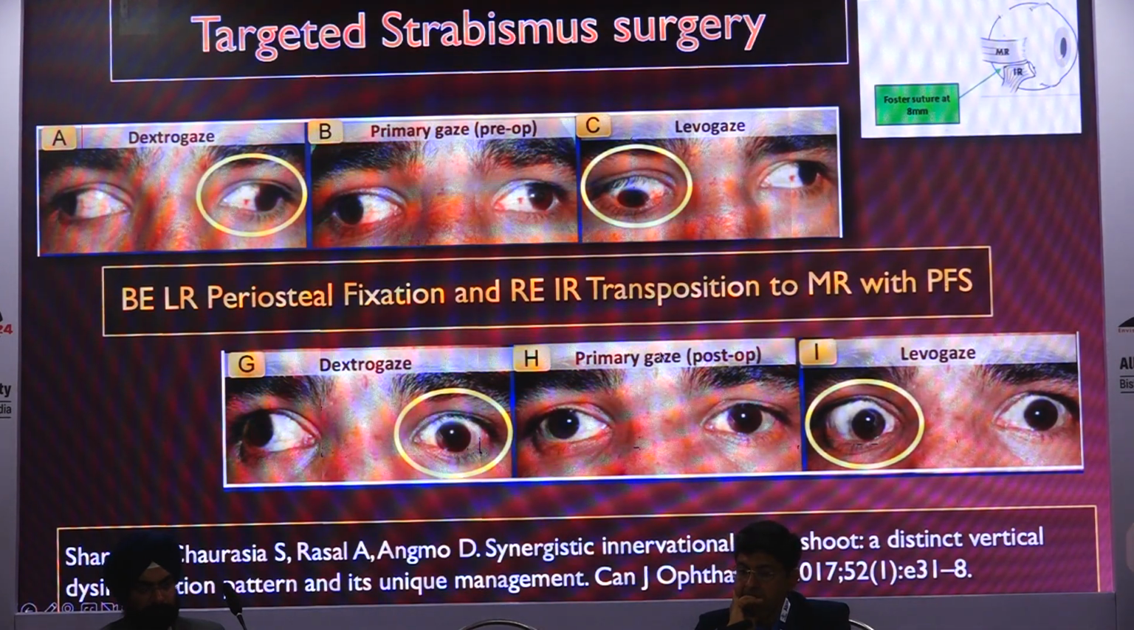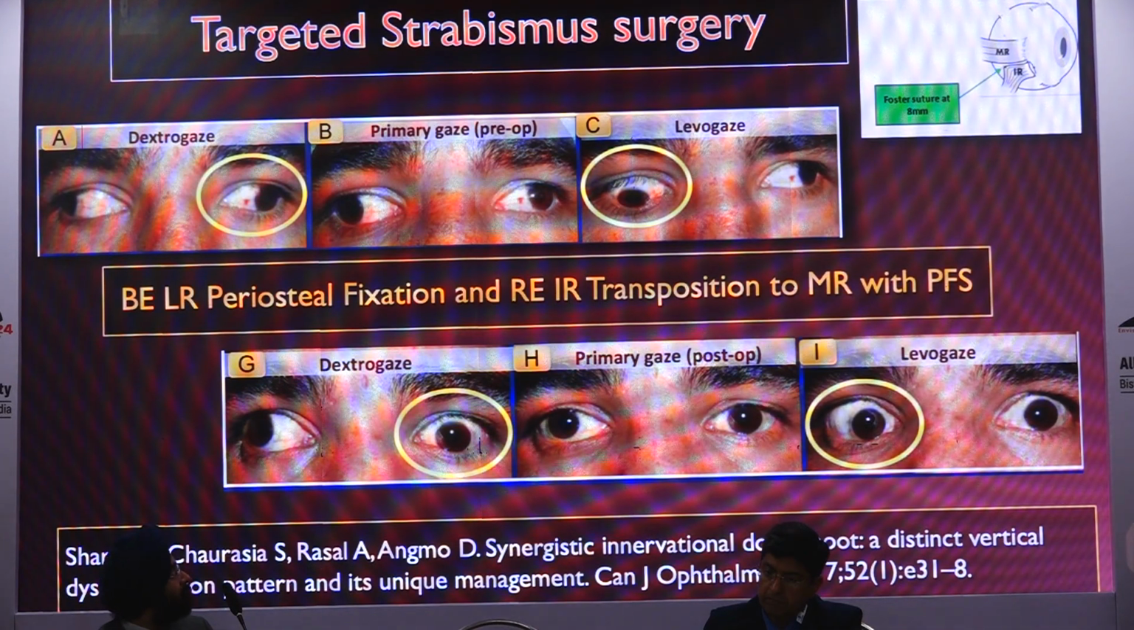In these cases, the principle is to identify the misinnervation and to transpose the misdirected muscle to the correct site. So a periosteal anchor of the lateral rectus was performed in both eyes, along with the right eye inferior rectus to medial rectus transposition with a posterior fixation suture. In the post-op period, the innervational downshoot has reduced quite a bit, and also exotropia has reduced.